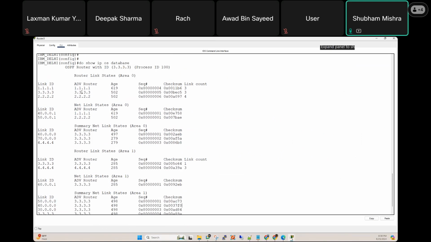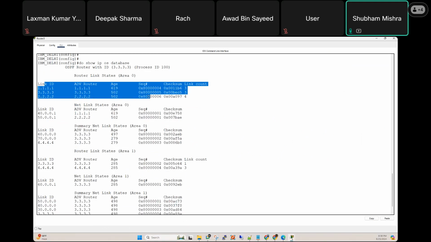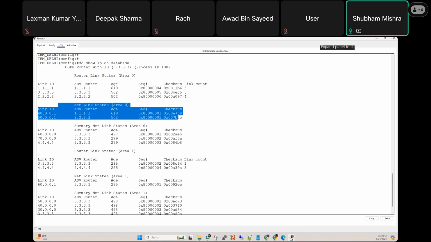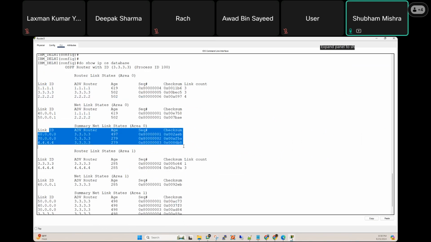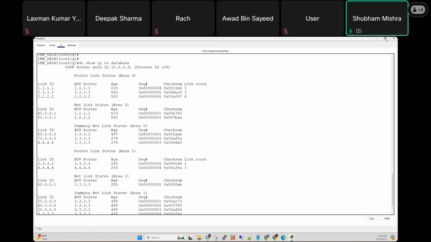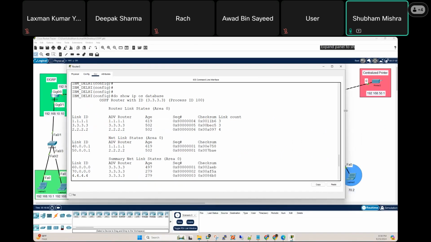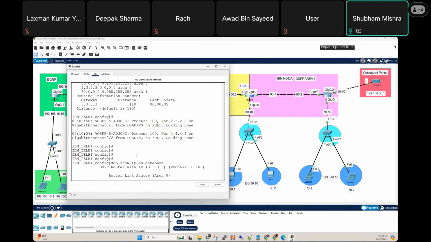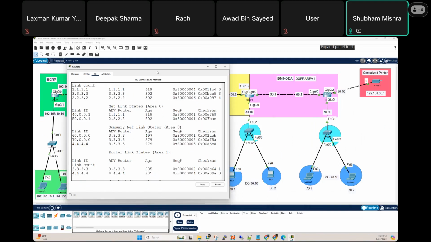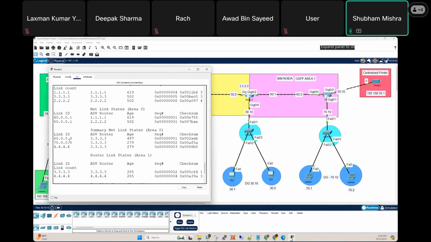This is the router link, which means LSA1. This is LSA2. And that is LSA3, the summary LSA. In LSA3, what is the information? See, for example, if we come here, this is the summary LSA. In area number 0, we have 60, 70, and 40.